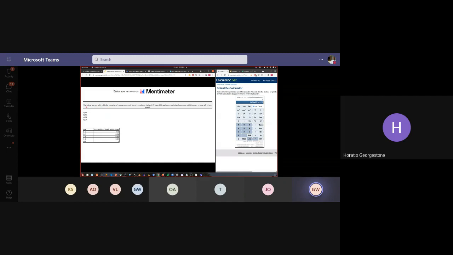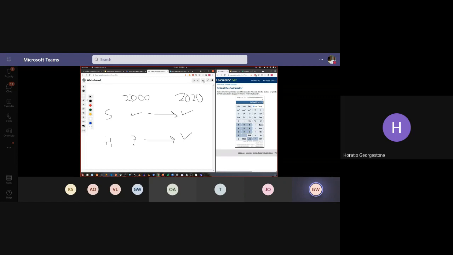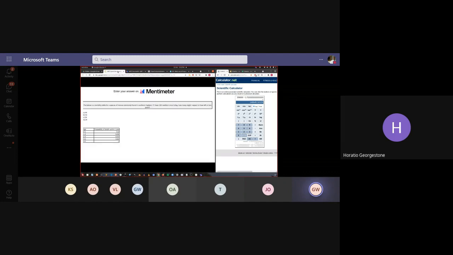Okay, good. So the below is a mortality table for a species of mouse commonly found in southern England. If I have 100 newborn mice today, how many might I expect to have left in 2 years? Okay, so we're starting off with 100 mice. Let's just write that down. That's today, I've got 100 mice. How many will I expect to have left in 2 years?